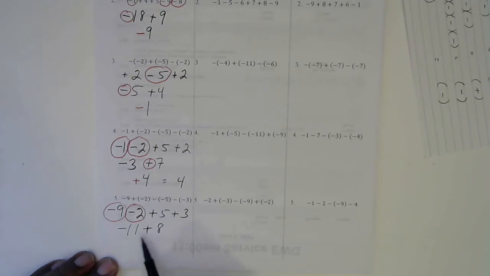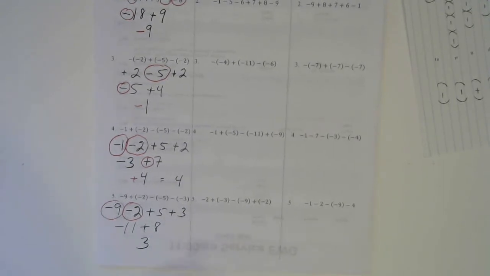Now we have different signs, a negative 11, a positive 8. Different signs subtract, so when I subtract 8 from 11, I'll get a 3. And the bigger sign always wins. So the 11 is bigger, and its sign is negative. So this will be a negative 3.